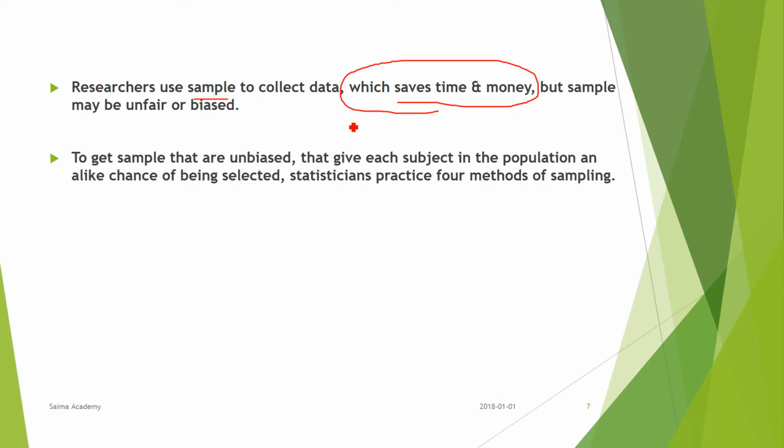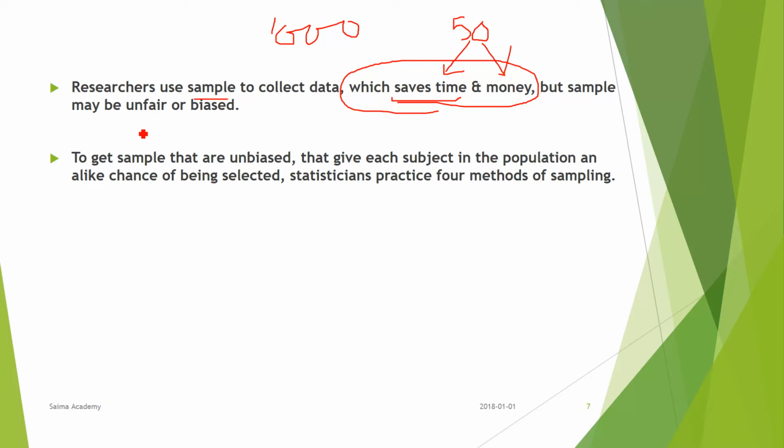It is difficult and costly to collect data from each and every person of the population. That is why they use a sample. When they use a sample, it saves time, right? Suppose you have 1000 in the population and you only collect data from 50 people, so definitely it will save time and money as well.